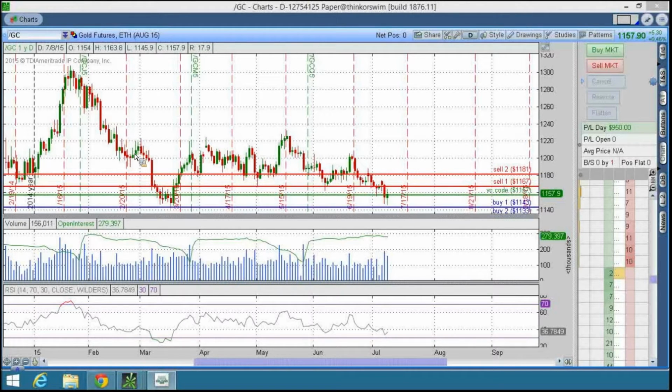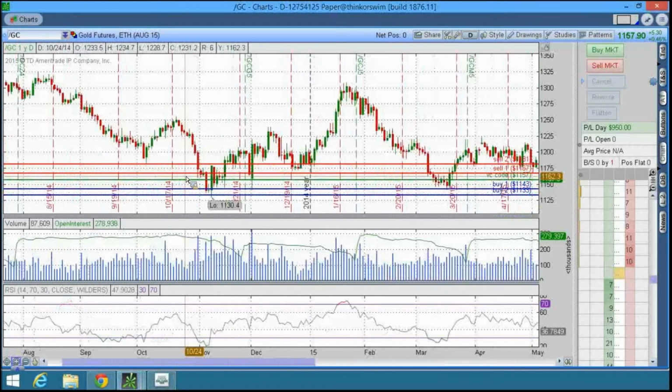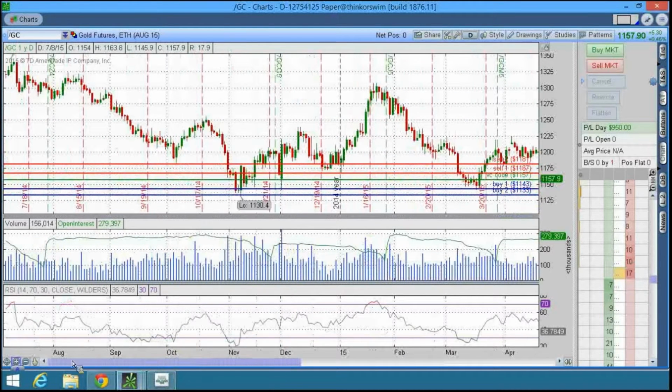I'm taking a look at the gold chart here for a minute, and I want to share some of this information or intelligence with you in what we're looking at here with regards to the gold market.